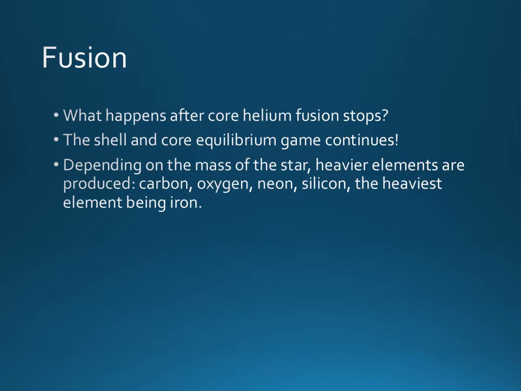What happens after the core helium fusion stops? The shell and the core equilibrium game continues. Depending on the mass of the star, heavier elements are produced: carbon, oxygen, neon, silicon, and the heaviest element being iron.